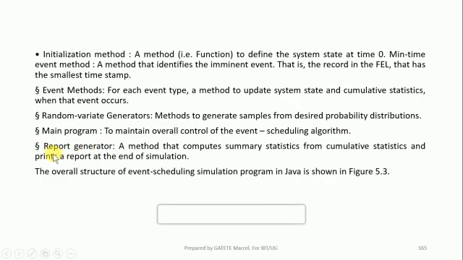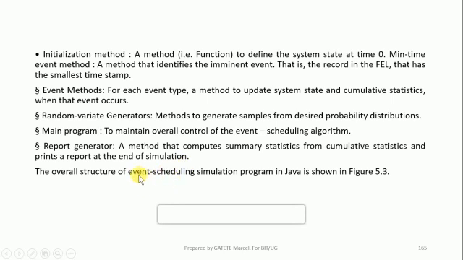There will be another method to generate a report. It is the method that computes summary statistics from cumulative statistics and prints a report at the end of the simulation. After running the simulation, there will be a function which computes the summary of statistics, for example the probabilities, and then after accumulating the results, it will print the report and save it, for example, inside a file so that you can interpret the results.